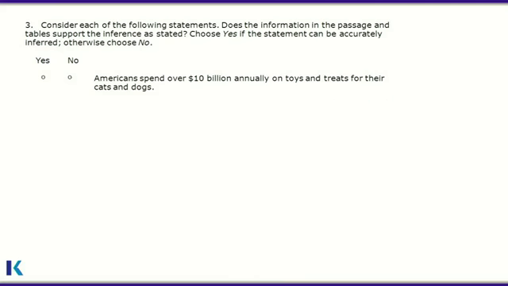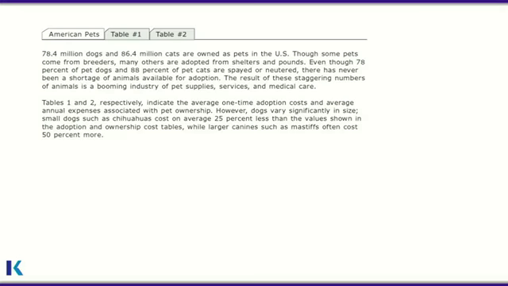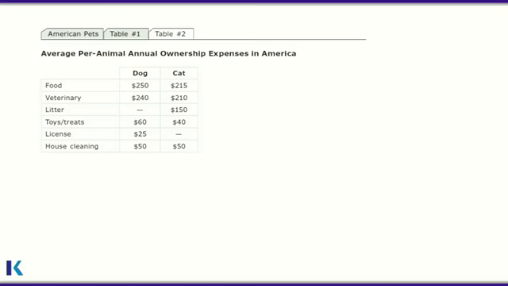Let's start with the first statement. Table 1 in the second tab gives the annual cost of the toys and treats this question asks about, but that cost is per animal. Calculating the total expenditure for all pets requires knowing the total number of pets. To look for that data, you should check your notes, which will send you to the first tab. You know that there are approximately 80 million, rounded from 78.4 million dogs in America, and approximately 90 million, rounded from 86.4 million cats. The dog treats and toys cost an average of $60 per dog, and the cat treats and toys cost an average of $40 per cat.